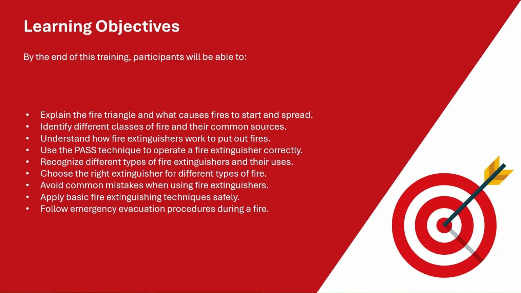Learning objectives. By the end of this training, participants will be able to explain the fire triangle and what causes fires to start and spread. Identify different classes of fire and their common sources. Understand how fire extinguishers work to put out fires. Use the PASS technique to operate a fire extinguisher correctly. Recognize different types of fire extinguishers and their uses.